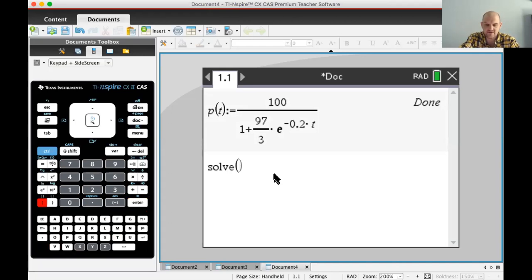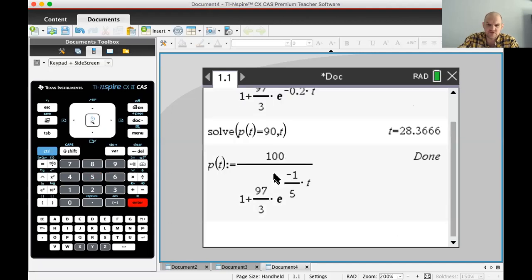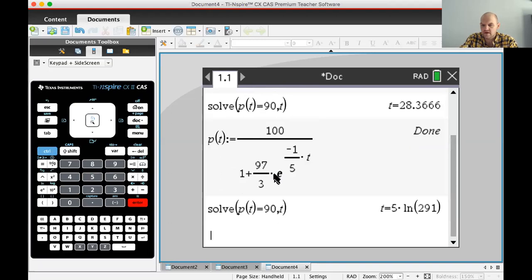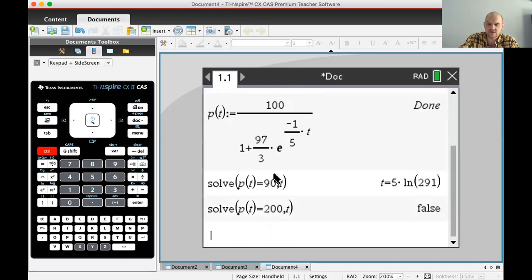All right, so if I solve P of t, let's do the previous one. Solve P of t equals 90 for t. The decimal that's in P of t is what's giving me that approximation. If I change this to negative 1/5 and do it again, it should give me the exact value. So it gives me 5 times the natural log, because I got natural log of 291 over 1/5. So that worked. 200, let's see what you got for us.